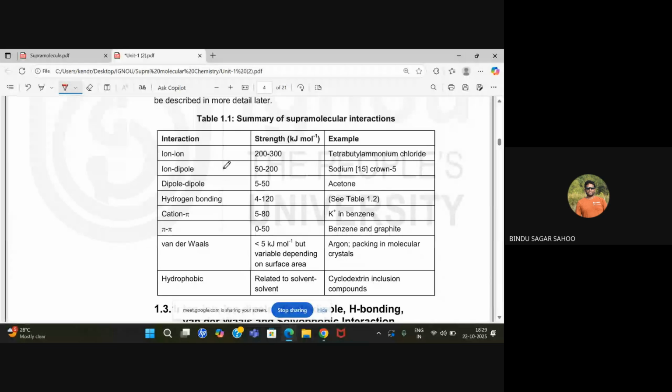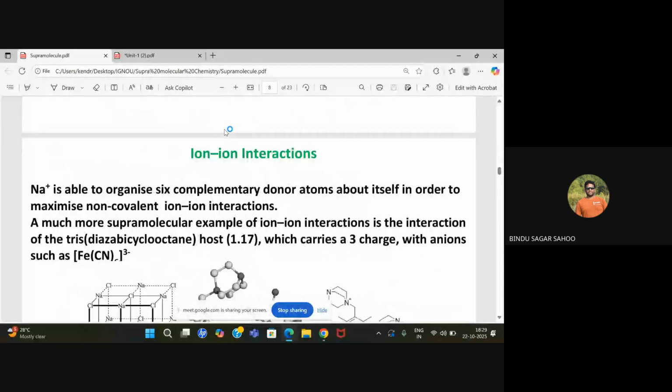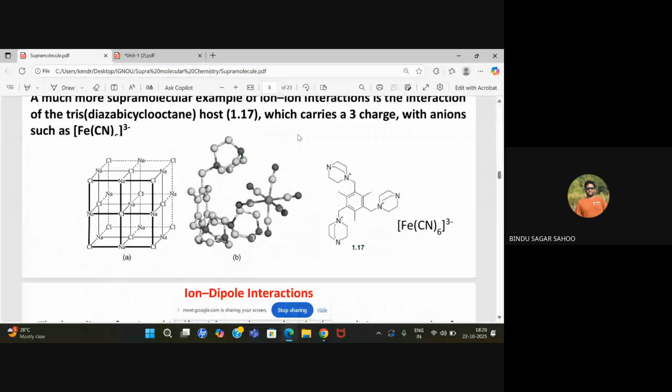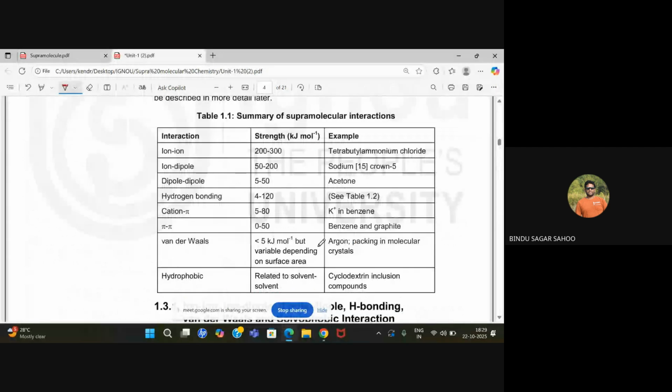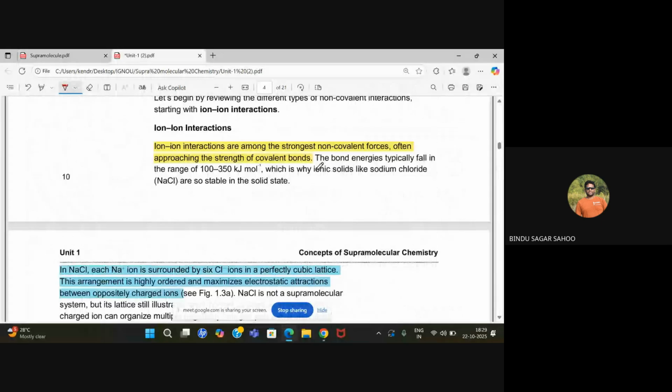You can see here also the similar values. So first we will discuss the ion-ion type of interaction. You can make a reading. Ion-ion interactions are among the strongest non-covalent forces, approaching the strength of a covalent bond. That means its strength is nearly equal to covalent bond strength, and this bond strength is typically between 100 to 350 kilojoule per mole.